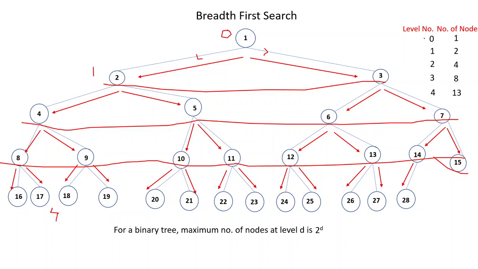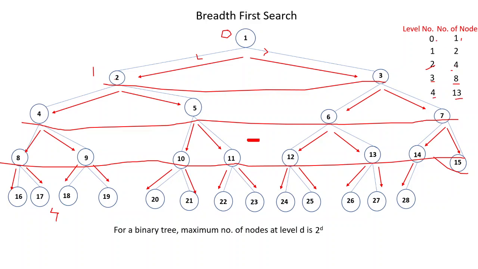So we can see at level number 0 we have 1 node. At level number 1 we have nodes 2 and 3, that is 2 nodes. At level number 2 we have 4 nodes, that is 4, 5, 6 and 7. At level number 3 we have 8 nodes, that is 8, 9, 10, 11, 12, 13, 14 and 15. And at level number 4 we have 13 nodes.